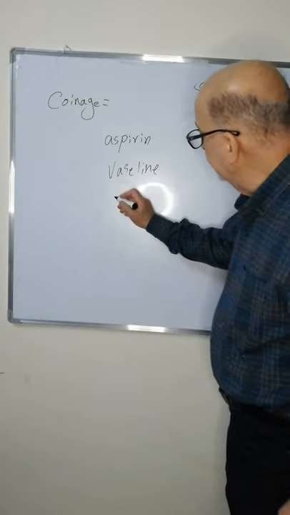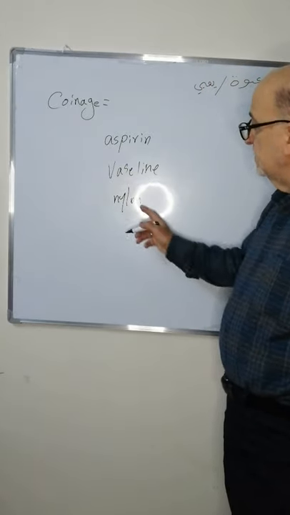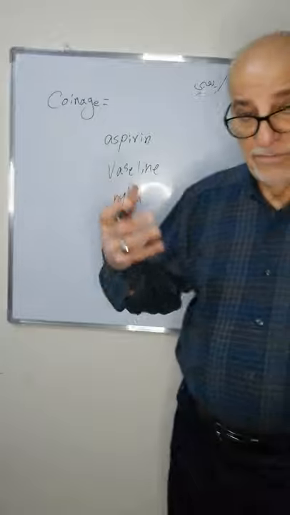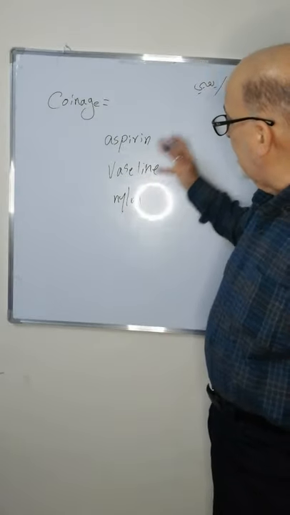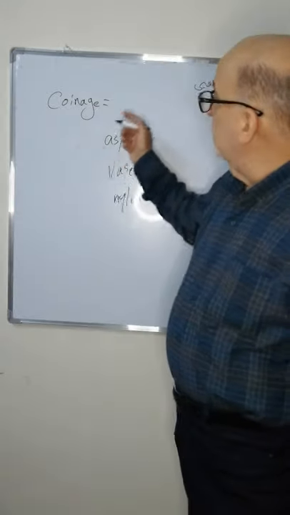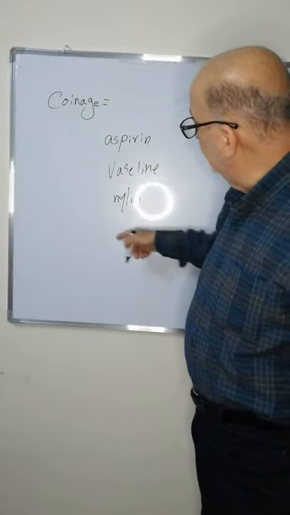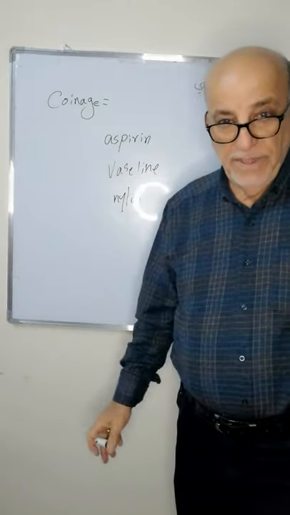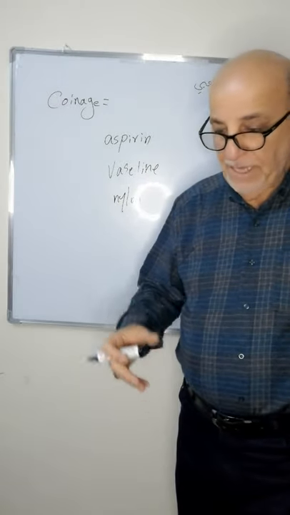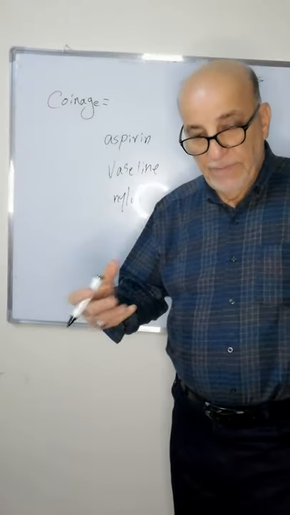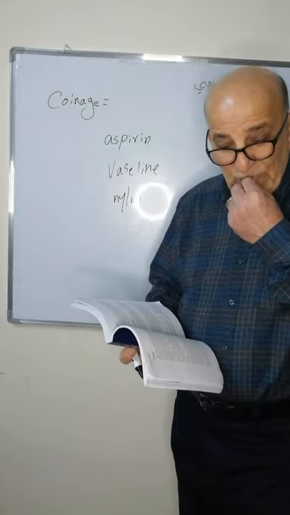Besides this, we have the word nylon. This is also another example of coinage. So all these words are new words. They were not found before, but after the invention of these products, aspirin, Vaseline, nylon, we gave each a new name. Such names, which we created as they created these things, are examples of coinage. In Arabic they call it نحت, the invention of a word, as they invented that product.